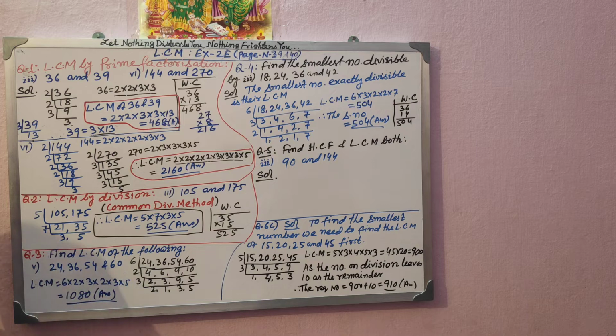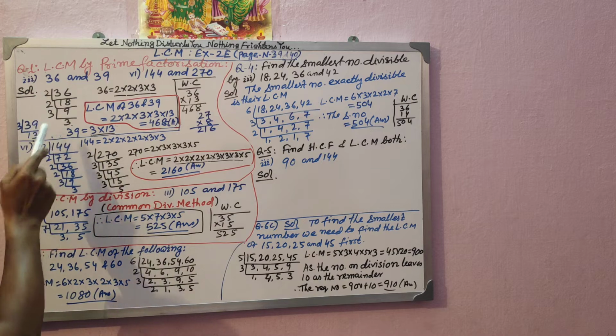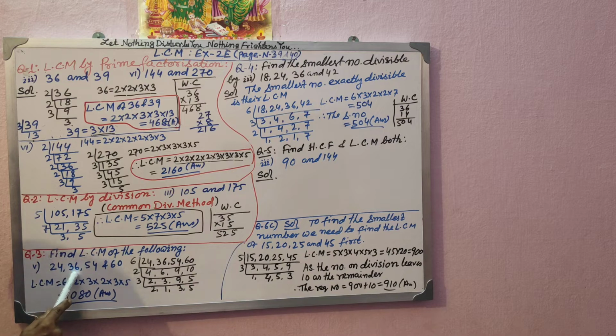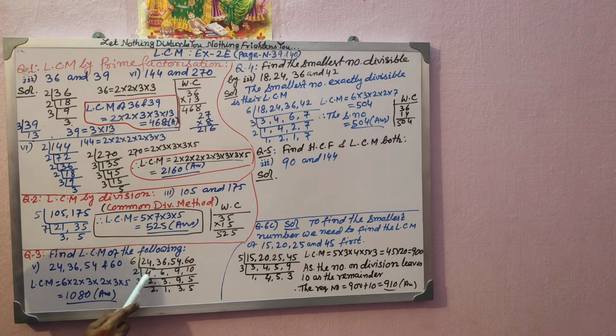See, there are numbers. I said, for the common division method, you don't have to pick only a prime number as the divisor. You can pick any divisor. See, 24, 36, 54 and 60. Ask your brain, which number can divide all the numbers? See, 6 can divide 24, 36, 54, 60. 6 is the divisor. I have straight away picked 6. 6 4s are 24, 6 6s are 36, 6 9s are 54, and 6 10s are 60. Understood? 6 can divide all the numbers.